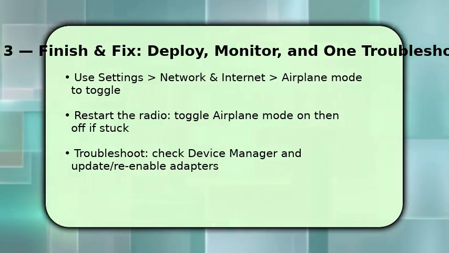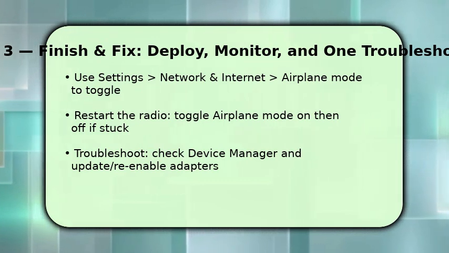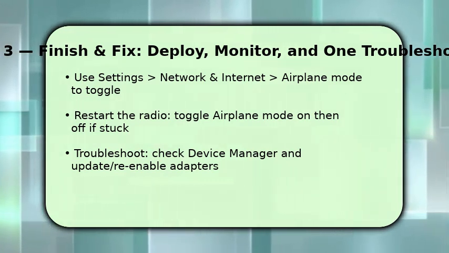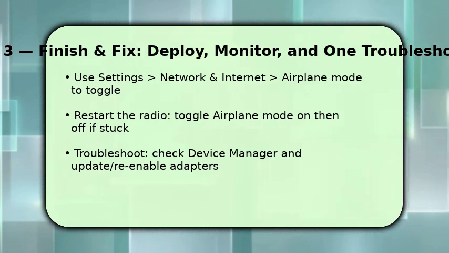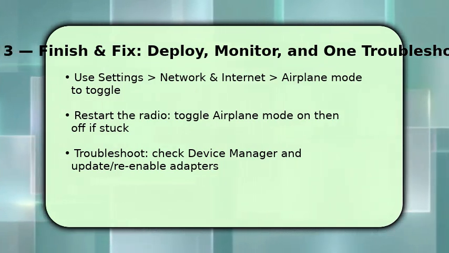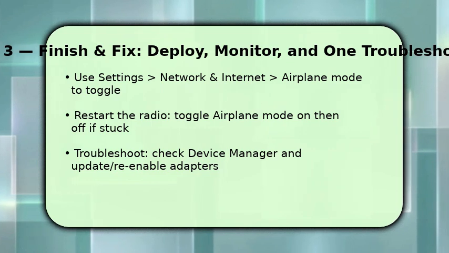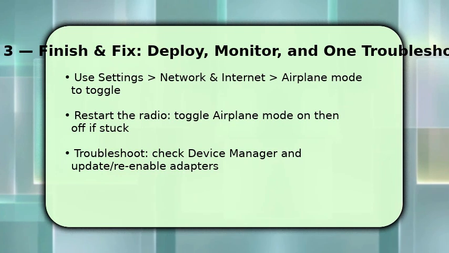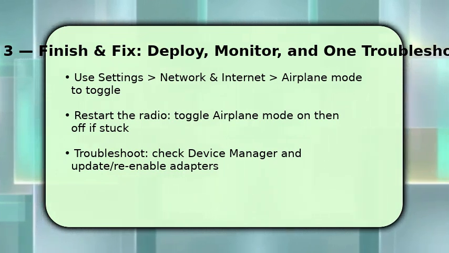Once done, make sure Wi-Fi is enabled under Wi-Fi settings and reconnect to your network. If Airplane Mode seems stuck, toggle it on then off to force the radios to reset, and restart Windows if needed. For stubborn cases, open Device Manager. Ensure wireless adapters are enabled and up to date. That usually fixes driver-related lockups.